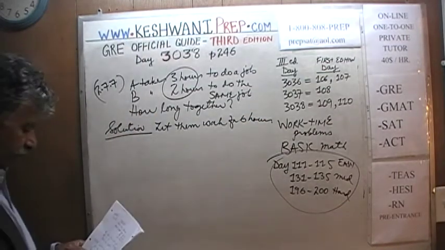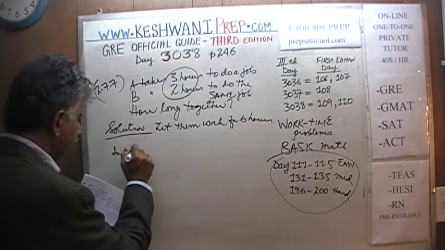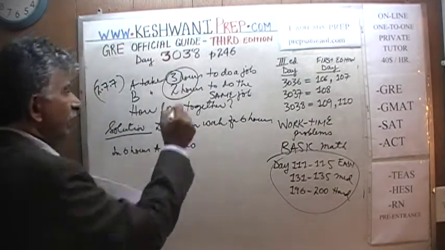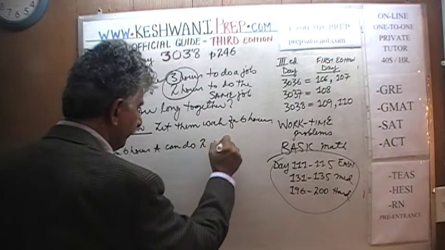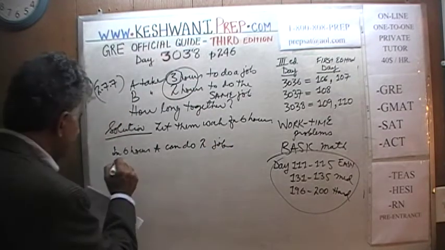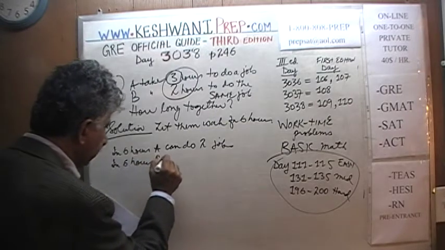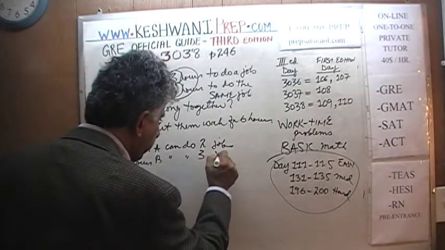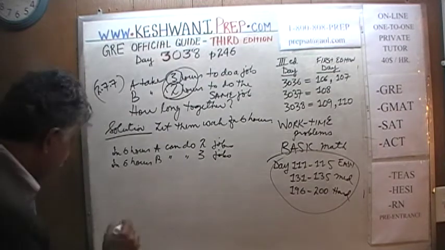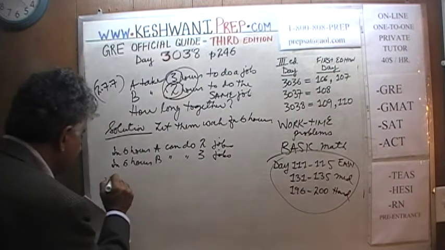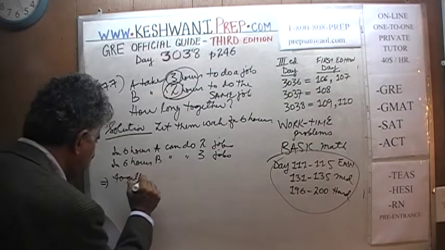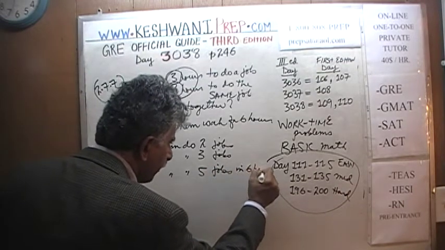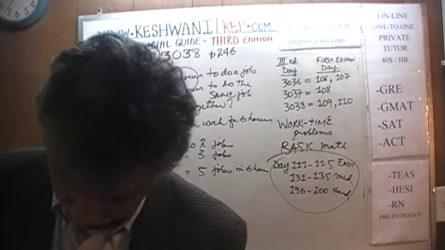And what do we know? If they were to work 6 hours, then in 6 hours, A can do... Well, A takes 3 hours to do a job. If you give him 6 hours, he can do 2 jobs. And B, in 6 hours, can do... Well, B takes only 2 hours to do a job. Give him 6 hours and he can do 3 jobs. You with me so far? That implies that if they were to work together, in 6 hours, together they can do 5 jobs in 6 hours. You still with me? Makes perfect sense.